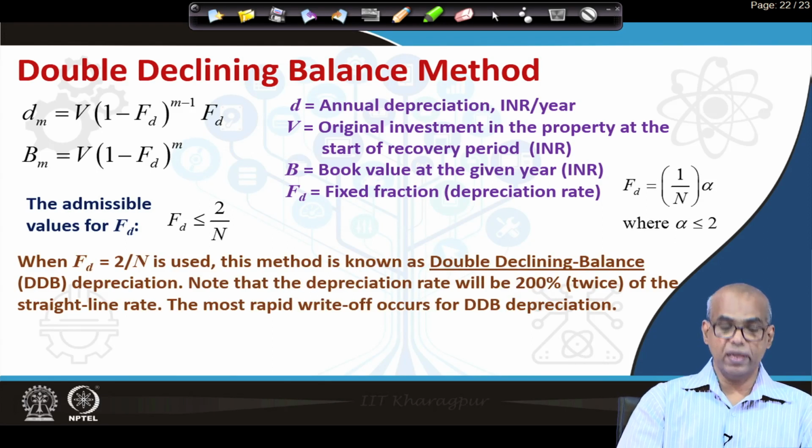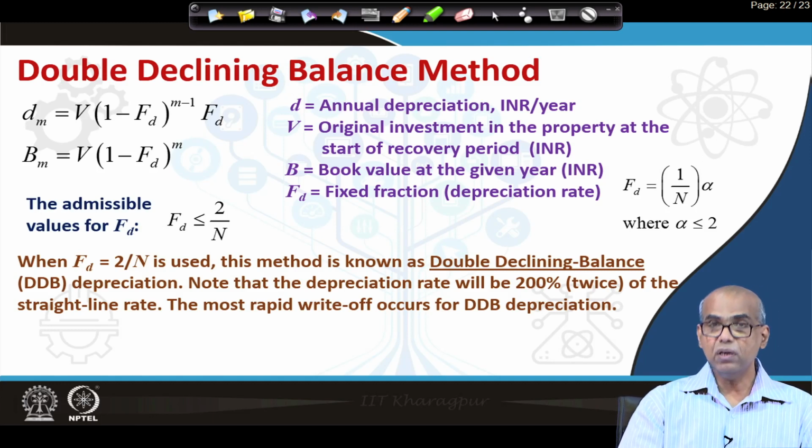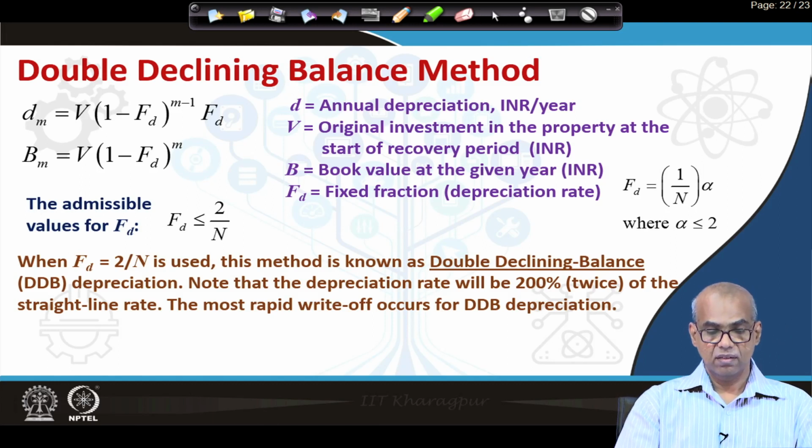When FD equal to 2 by n, that means when alpha equal to 2 is used, alpha can be at the most 2. So, when alpha equal to 2 or FD equal to 2 by n, we call this method double declining balance depreciation. Note that the depreciation rate will be 200% of the straight line rate, that means twice the straight line rate. This is the most rapid write off for the declining balance depreciation.